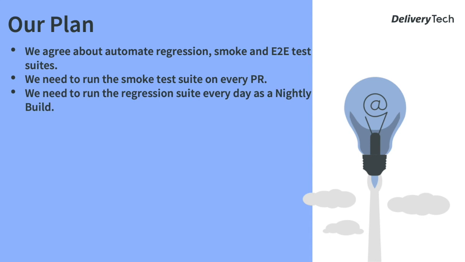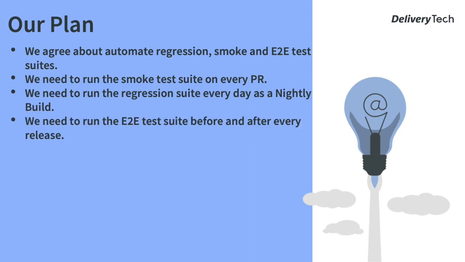We need to run the regression suite, because regression is bigger than the smoke one, as a nightly build. So every day at the nightly build, we can build our applications, run our tests, and check the results after that. We need to run our end-to-end test suite, which is bigger than both the smoke and the regression. So we need to run this suite before and after releasing, to check that we are confident about this version of the release. So we run our end-to-end scenarios before and after every release.